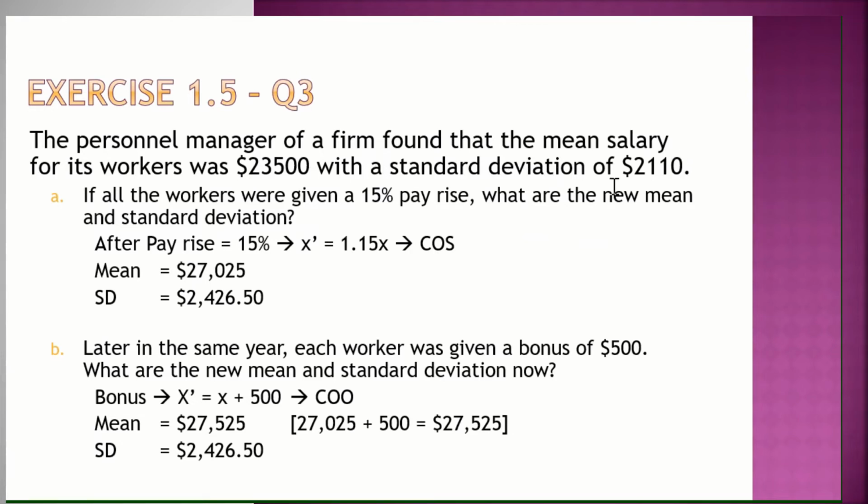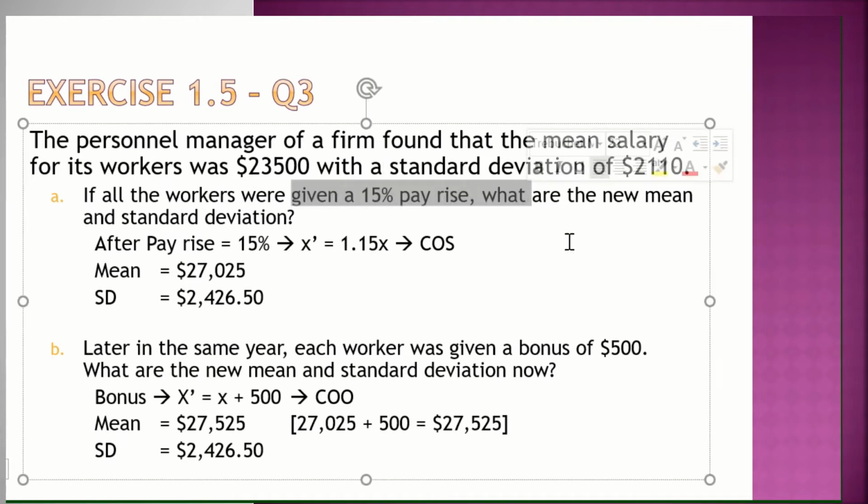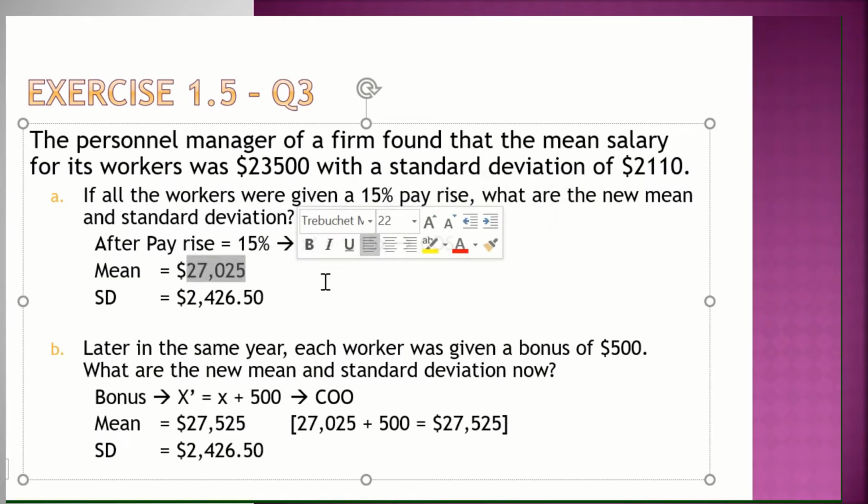Standard deviation is 2110. If all workers were given a 15% rise, whenever we talk about percentage increase, it is always change of scale, meaning I multiply. Increase means more than 1. So I times with 1.15. So my mean times with 1.15, my standard deviation times with 1.15.